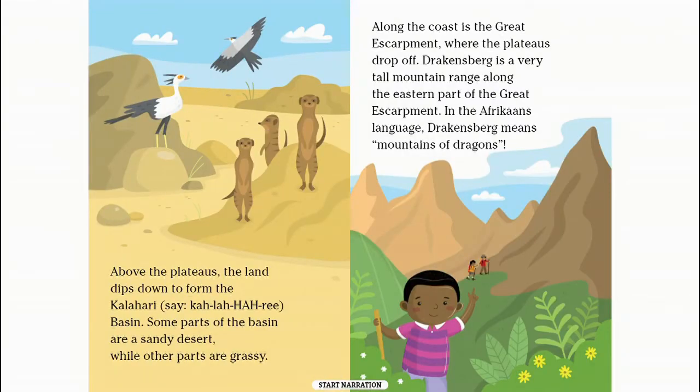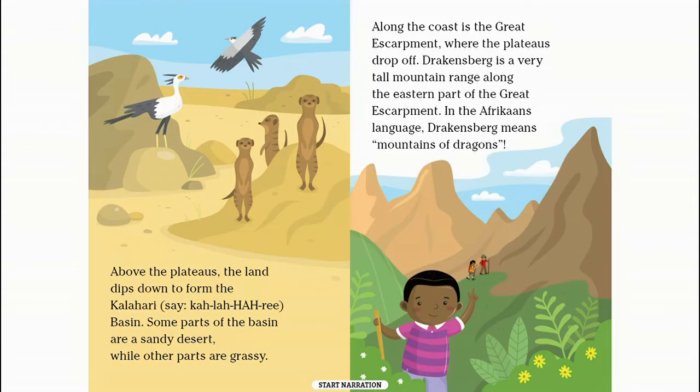Above the plateaus of South Africa, the land dips down to form the Kalahari Basin. Some parts of the basin are a sandy desert, while others are grassy. I see meerkats. I see different kinds of birds here in the Kalahari Basin. Along the coast is the Great Escarpment, where the plateaus drop off. Drakensberg is a very tall mountain range. There's even mountains in South Africa too. Plateaus, the basin, the escarpment.